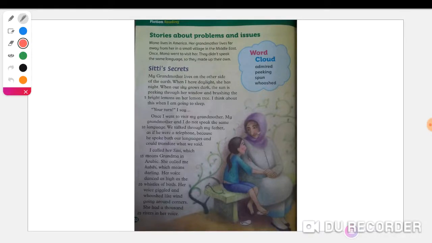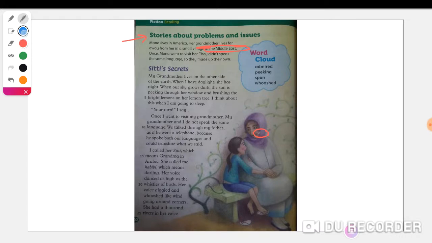We can see here a young girl sitting with a woman, and the woman has white hair, so I think she's an old woman, maybe her grandmother. Okay, we have here stories about problems and issues. Mona lives in America. Her grandmother lives far away from here in a small village in the Middle East. What is the Middle East?